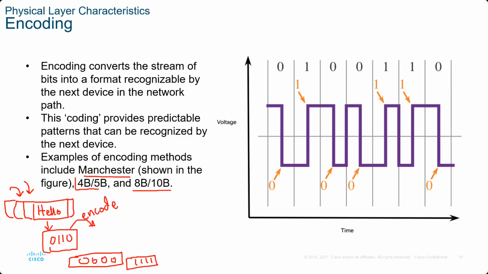For example, 4B/5B mechanism, if that is the encoding mechanism we use, that says that every time you have to send 4 bits, convert it to 5 bits. And there's a pattern that is already defined that if you get a 0, 1, 1, 0, convert it into 0, 1, 1, 1, 0. So now send these 5 bits instead of 4.